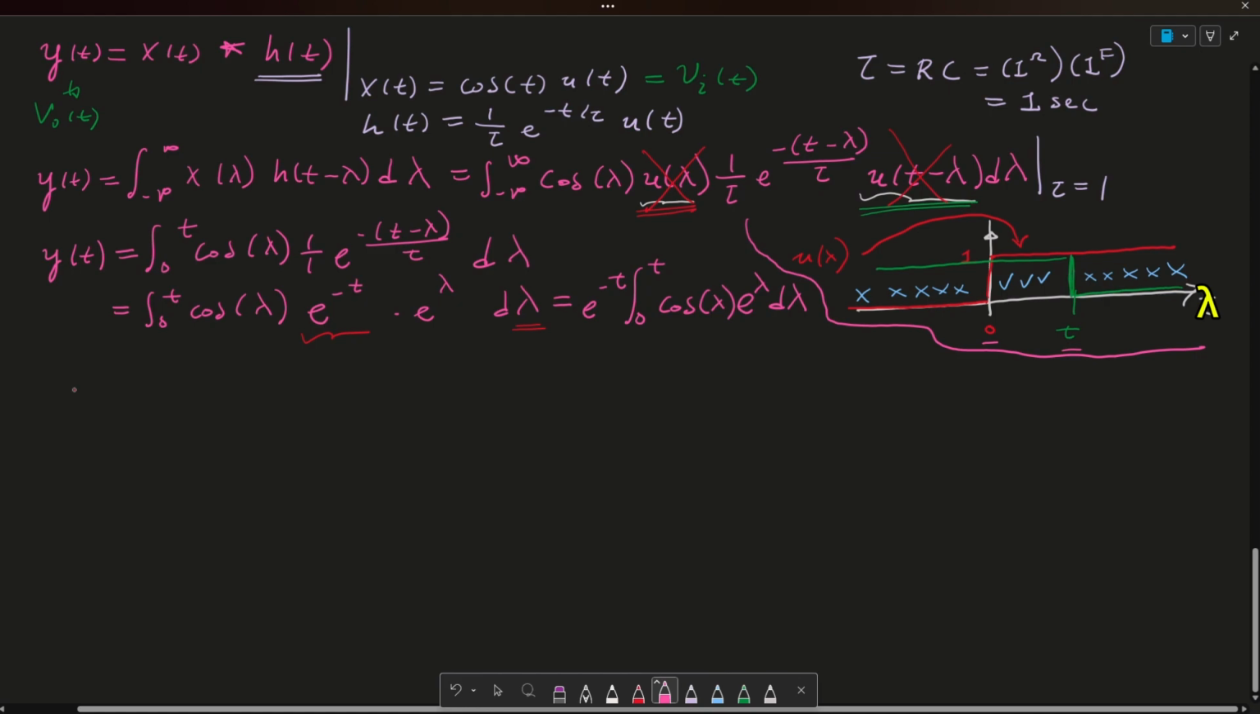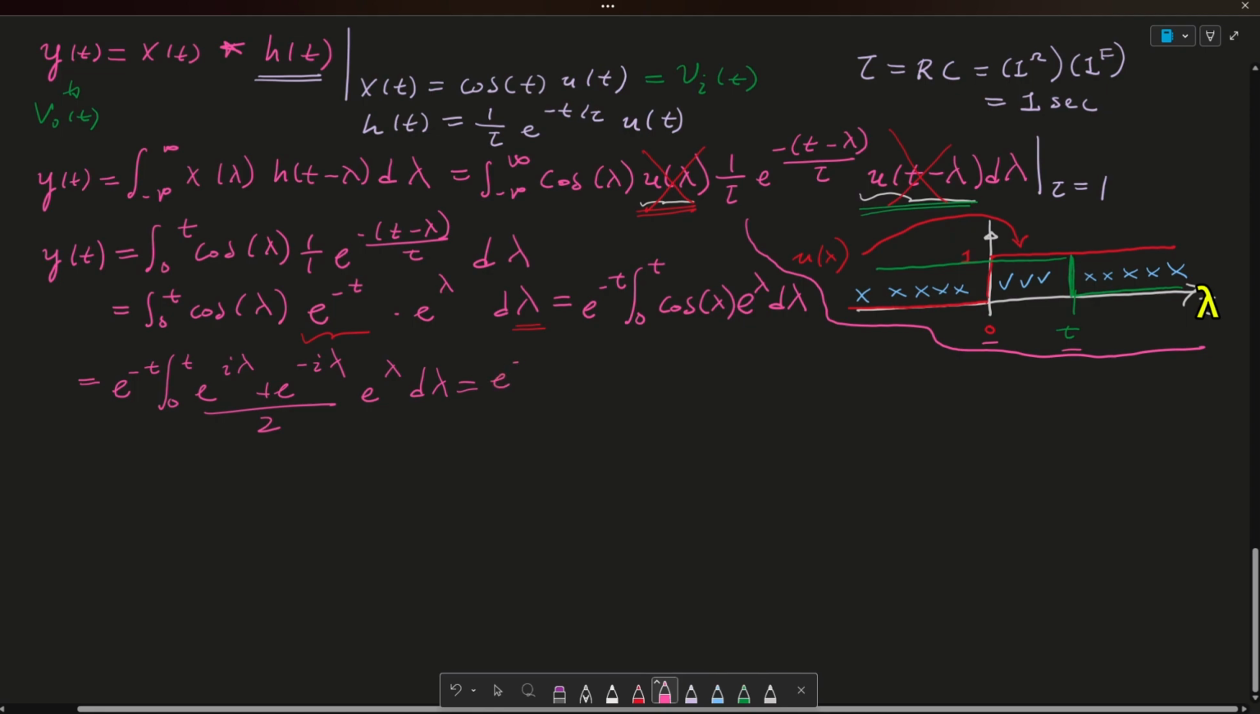So what I can say now is that this is equated to e to the minus t integral from 0 to t of (e to the i lambda plus e to the minus i lambda) over 2. What I'm using here is something called the inverse Euler formula of a cosine function. Obviously here, this is times e to the lambda, d lambda. So this is equated to, let me pull out that 2.